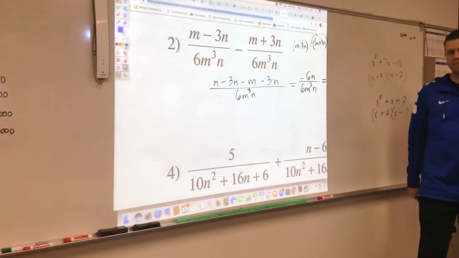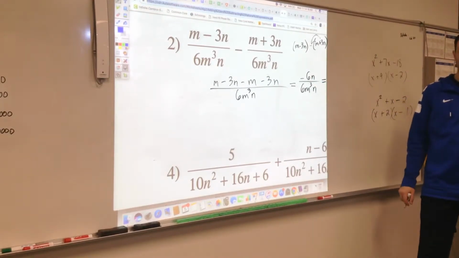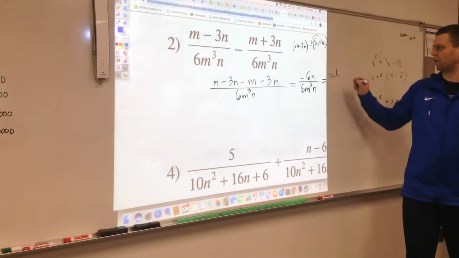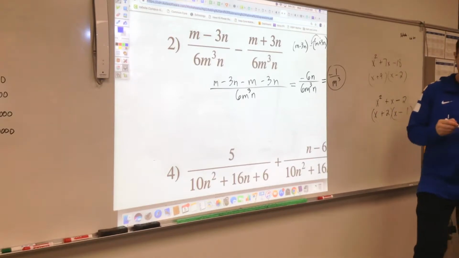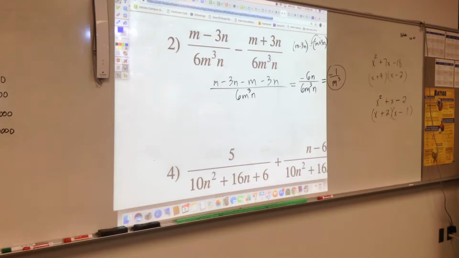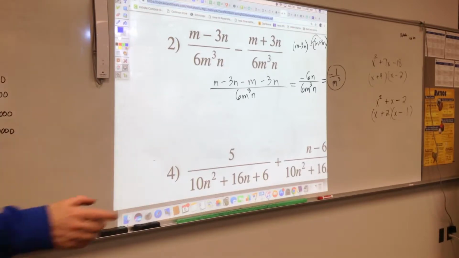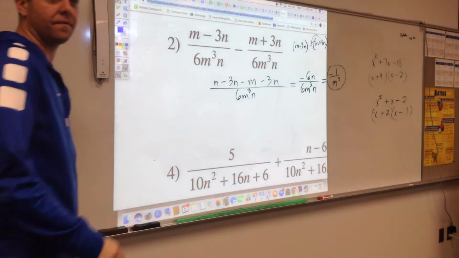Now let's simplify. The 6 cancels, the n cancels. I'm left with what? 1 over m. Negative 1 over m cubed. Okay? So that was a pretty easy one. The denominators already started the same for you. All you had to do was subtract the numerators. But again, be careful, please. Make sure you subtract the entire numerator right here.